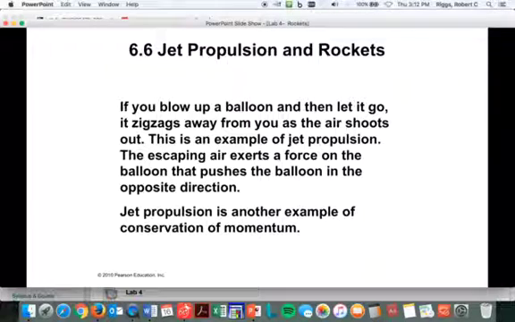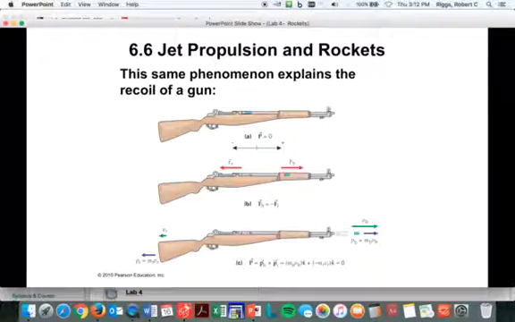So now let's talk about rockets. Okay, this is our intro to rockets. If you blow up a balloon and let it go, it zigzags all around. In other words, the escaping air exerts a force on the balloon that pushes the balloon in the opposite direction. Jet propulsion is another example of recoil and conservation of momentum.